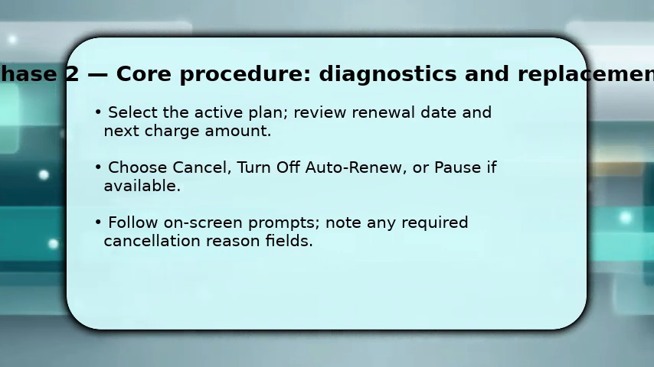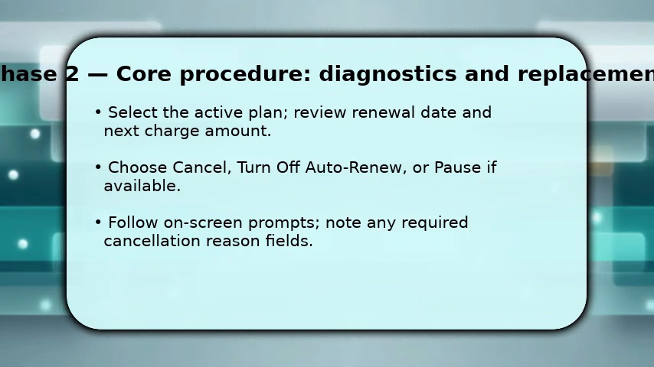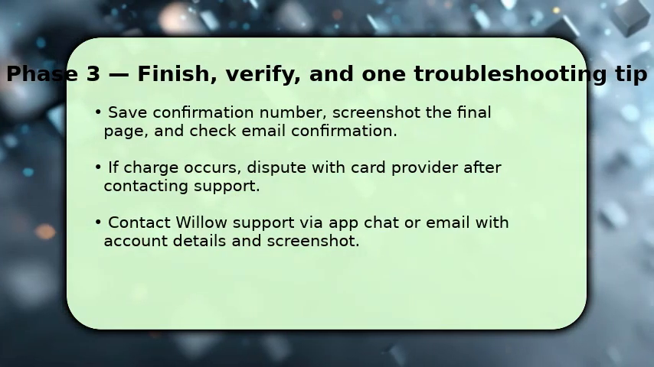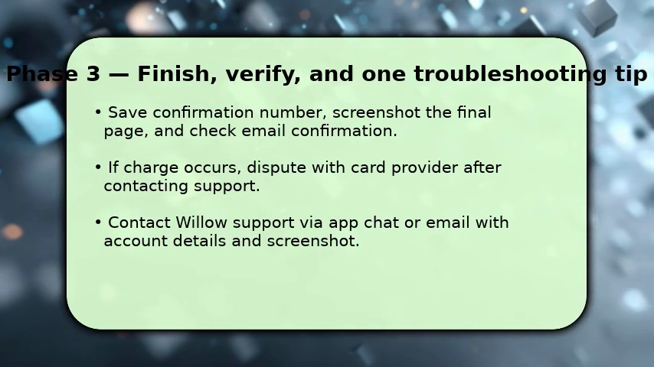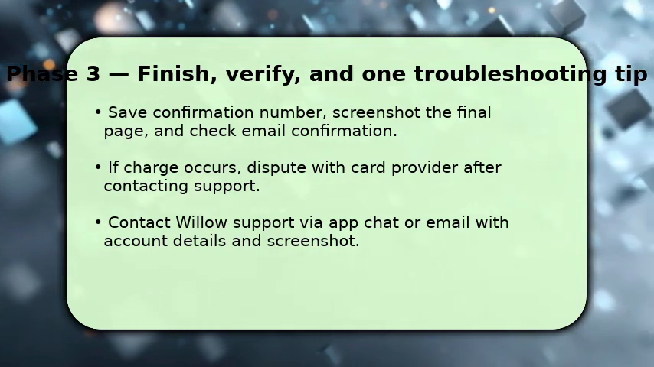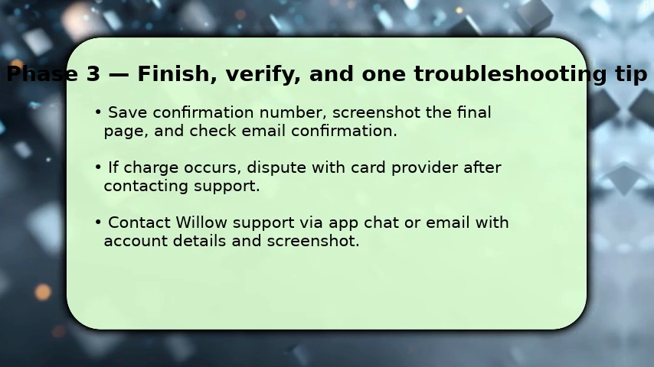Finish by saving proof. Copy the confirmation number, screenshot the final page, and check your email for cancellation notice. Make sure the status shows canceled or auto-renew off, otherwise, repeat the steps.